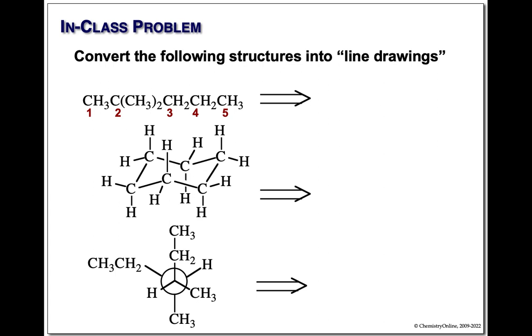Again, this one has 2 carbons instead of 2 hydrogens. Okay, so you would start off by drawing a zigzag with 5 carbons. Try it. It's going to look something like this: 1, 2, 3, 4, 5.